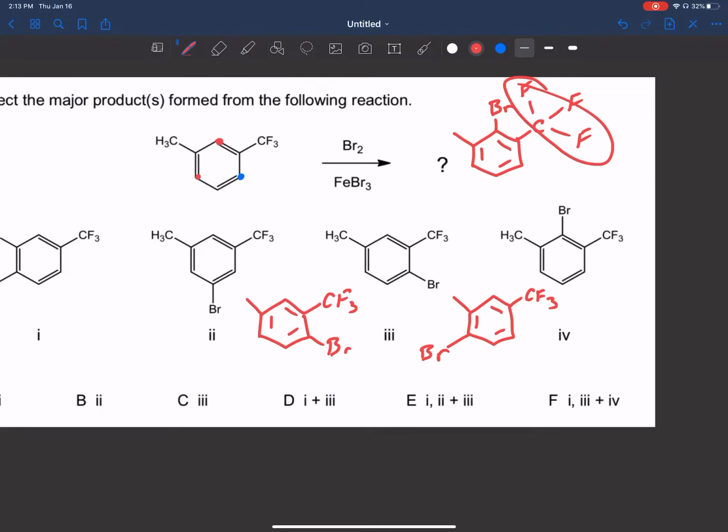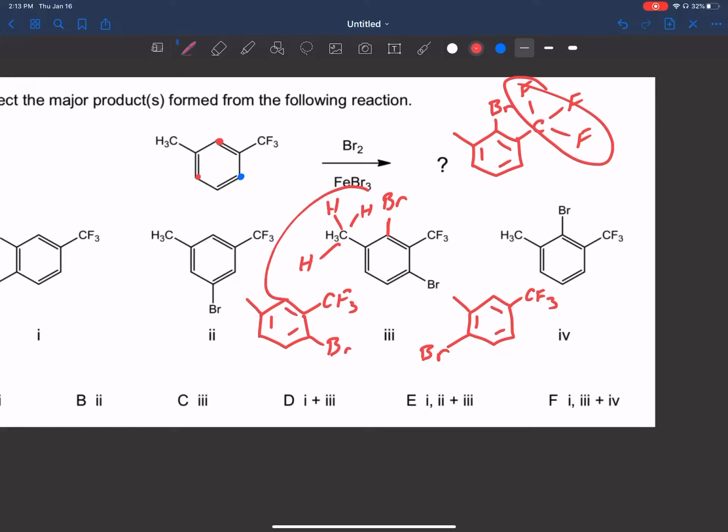Now you may be wondering, well, okay, why did we put it in the para position if that spot is also next to the CF3? Well, the problem is when we had it here, this Br is next to the methyl as well. Remember, the methyl still has hydrogens like this.